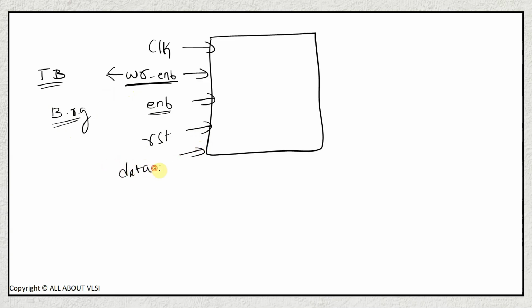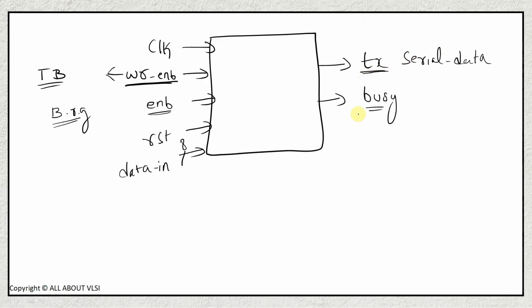This data in is 8 bits wide, which is parallel data. Followed by the output, we have TX, which is nothing but serial data, and we have the busy signal. These are the signals associated with our UART transmitter.